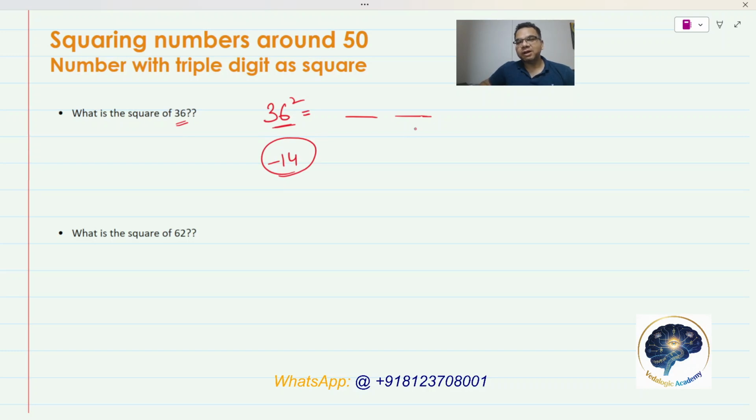So for the last part of the answer, what do I do? Minus 14 square, which is 14 square, is 196. But I can write only two digits here. So 1 will go as carry to the next part. And here what do I do? 25 minus 14 is 11. 11 plus this one is carry, right? 11 plus 1 is 12. 1296 is our answer. We don't need to do multiplication here for two-digit numbers. We are finding the squares directly using the Vedic Maths formula.